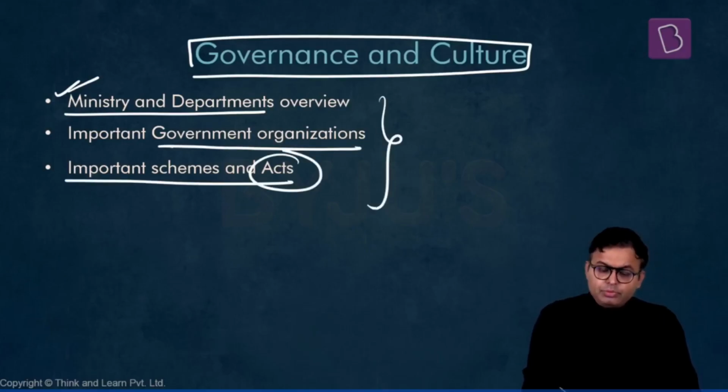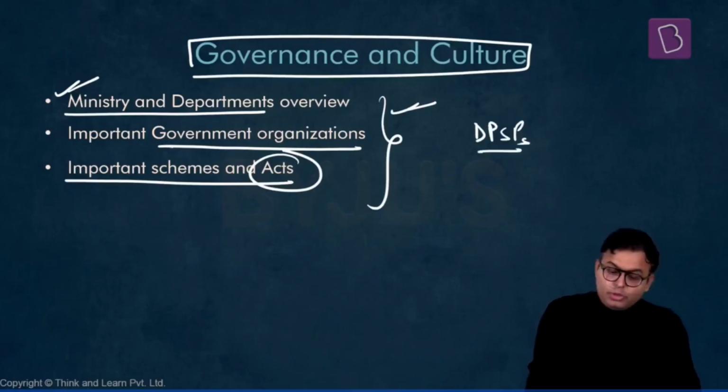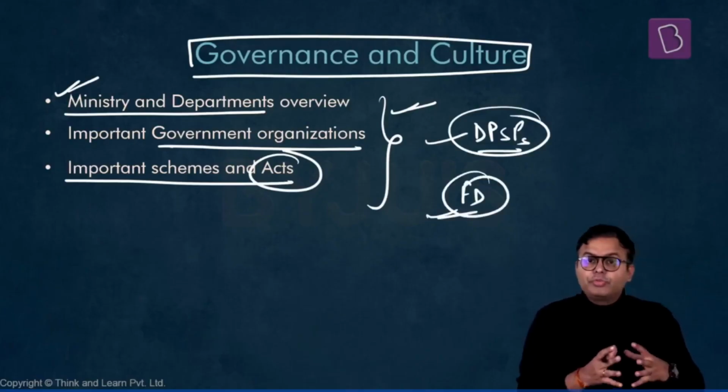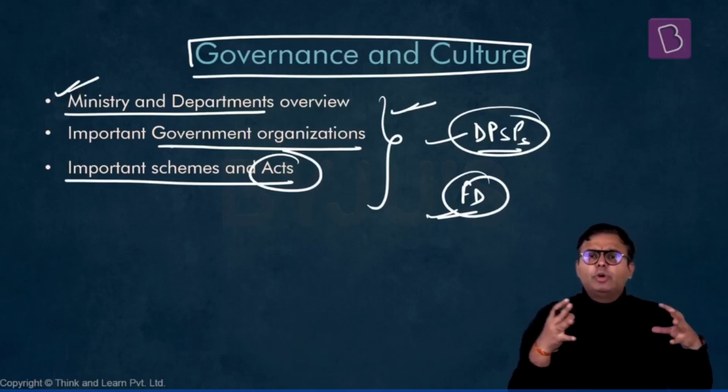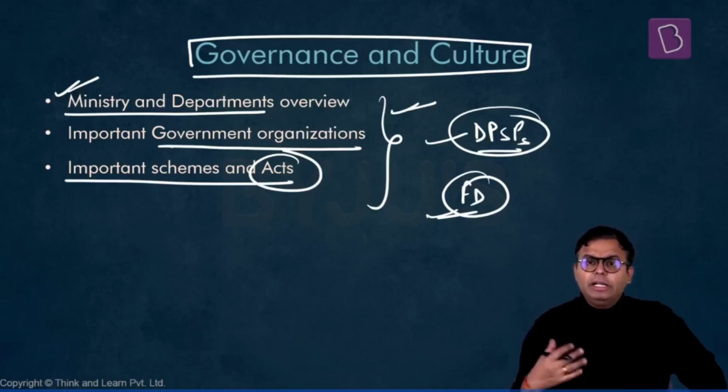So when you have to talk about what has been done, we'll also be talking about DPSPs, what the state ought to do, and fundamental duties, the role of the citizen also in preserving the art forms. Then you have a comprehensive view of art and culture.